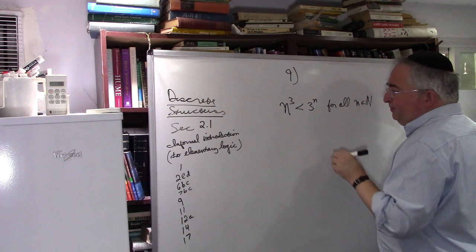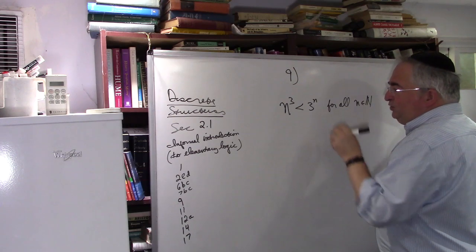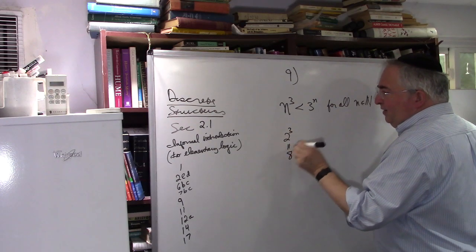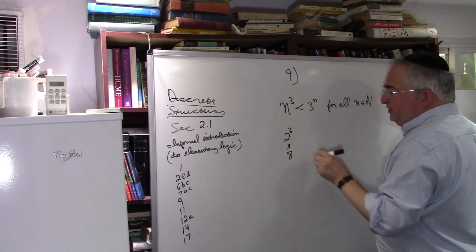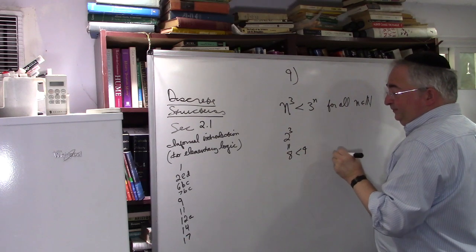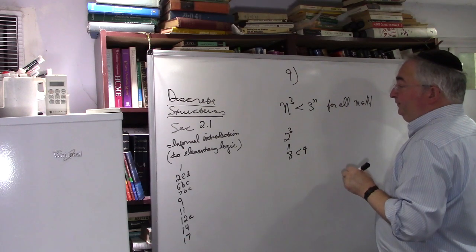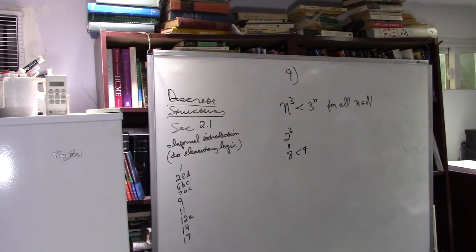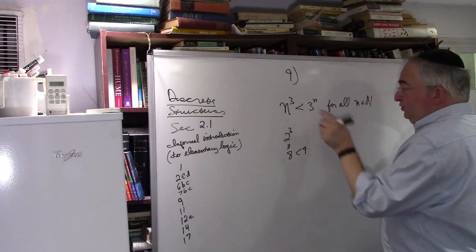Let's try a simple statement. Let's do n is equal to 2. So 2 to the third power, that's 8. And that's 3 to the 2, that's 9. 8 is less than 9. There, it's true. So it's true for n is equal to 2.